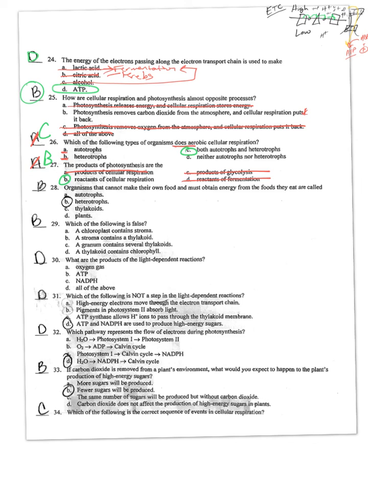Organisms that cannot make their own food and must obtain energy from the foods that they eat are called heterotrophs. So this is correct. Thylakoids, as you know now, are the membranes in the chloroplasts. Plants are autotrophs, and autotrophs make their own food. So B is the answer.